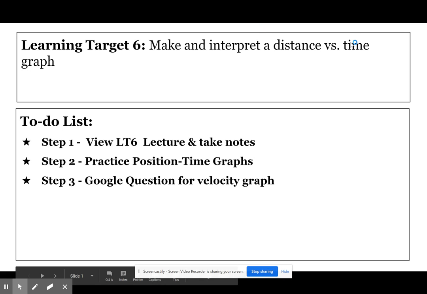Hello, everybody. Today we are working on Learning Target 6, Make and Interpret a Distance versus Time Graph. So your to-do list today is to watch this lecture and take notes. Step 2 is following a link to Physics Classroom to work on position and time graphs. And then step 3, there's a Google question after you look at a velocity graph.